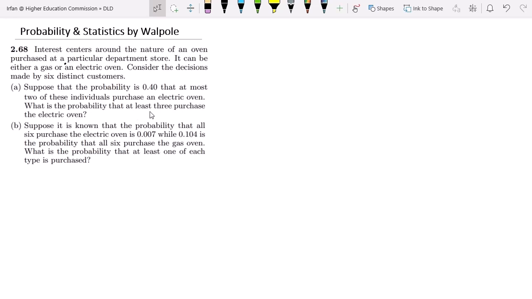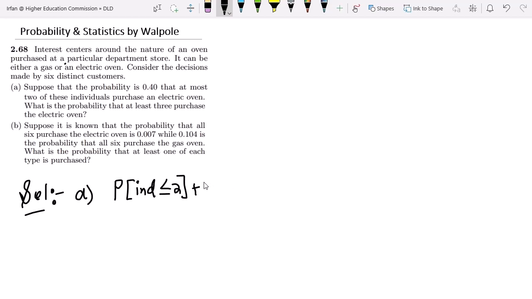Okay, what is the probability that at least 3 purchase the electric oven? So we have here the solution. That is the solution of part A. And here we can see that we have in total how many customers? We have 6 customers, and we know that the probability that individuals are less than or equal to 2 plus the probability that the individuals are greater than or equal to 3.